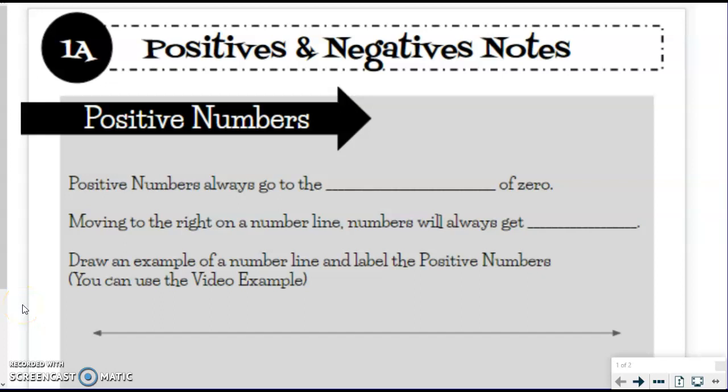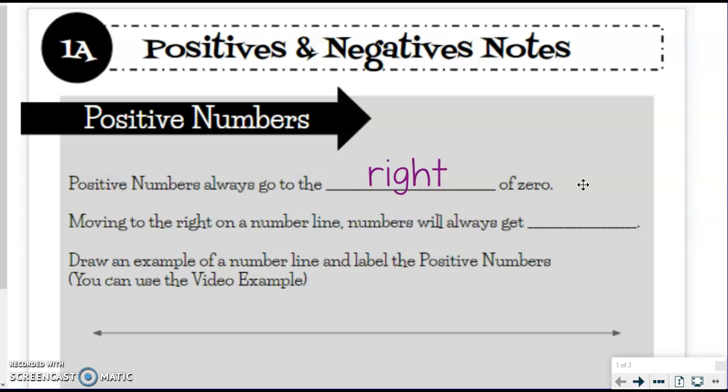All right, let's get started on our first grid. So we're talking about these things called integers, which are positive and negative numbers. I know you've talked a lot about those probably before. Let's just refresh our memory. So positive numbers always go to the right of 0. Make sure that you have your pencil out, packet ready to go, and are taking notes with us, okay?